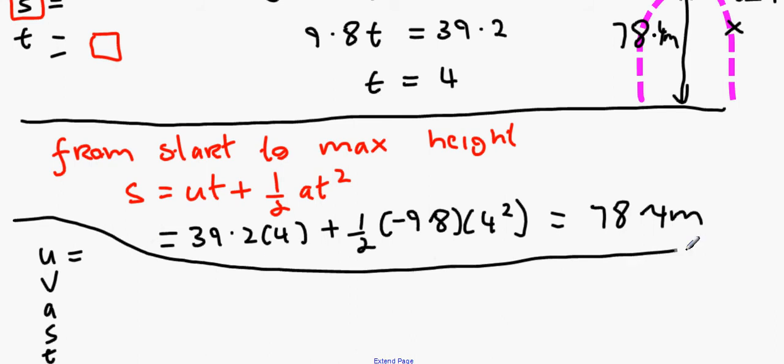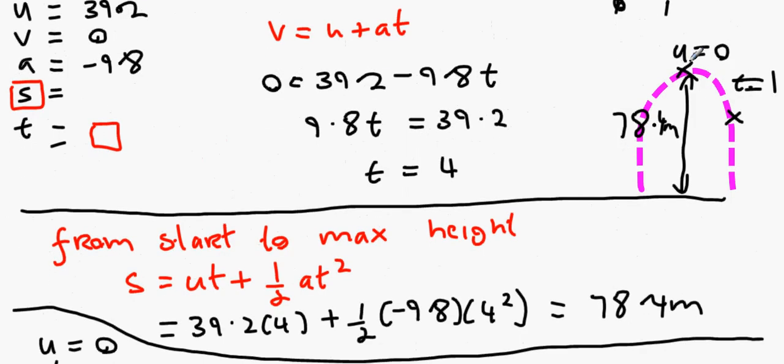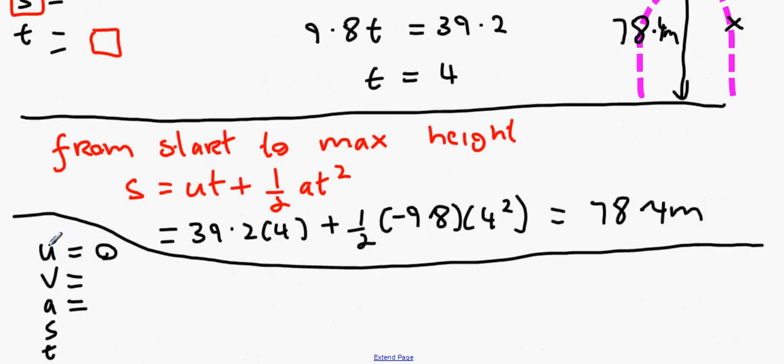So u is going to be equal to 0. We don't know what v is. The acceleration is now accelerating us favorably, it's actually bringing us downwards, so the acceleration is increasing the speed this time around. So the acceleration is going to be 9.8. We don't know what S is. We know that t equals 1. We're looking to find out the distance. Let's use s equals ut plus a half at squared. We're going to use that again.